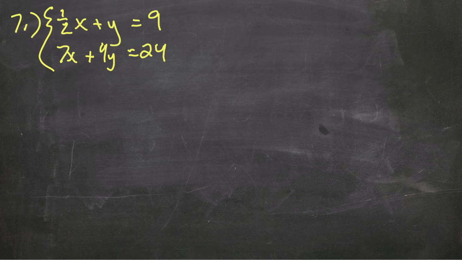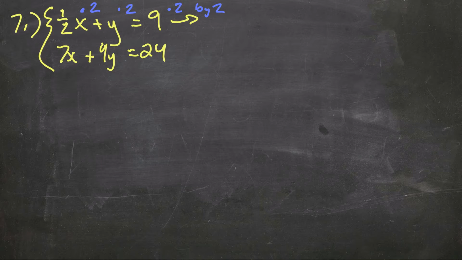All right, number 7, I have 1/2 x plus y equals 9, 7x plus 4y equals 24. I did mention in class you could keep it the way it is. What I'm going to do is multiply everything by 2. So I'm going to multiply the 1/2 x by 2, the y by 2, the 9 by 2. So everything's going by 2.